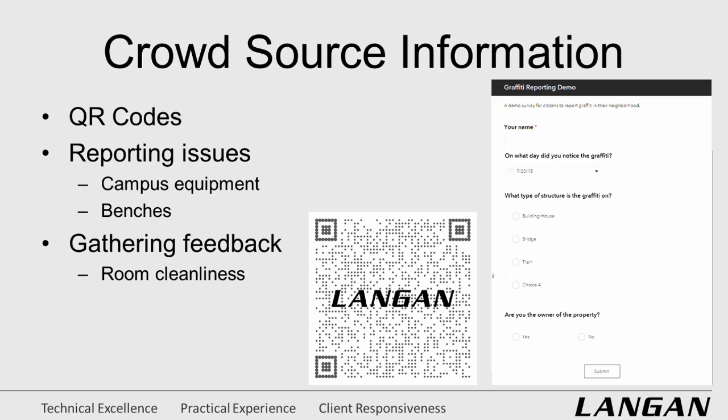So one of the last things that we're going to talk about is crowdsourcing information. You guys have a lot of students available as resources. They can provide information for you as well. This was just a standard report that we built for demo purposes for reporting graffiti or any other kind of blemishes on a building, we'll say. And what you can do is you can have a QR code, and you can post these around your campus or on any devices you want, have them online.